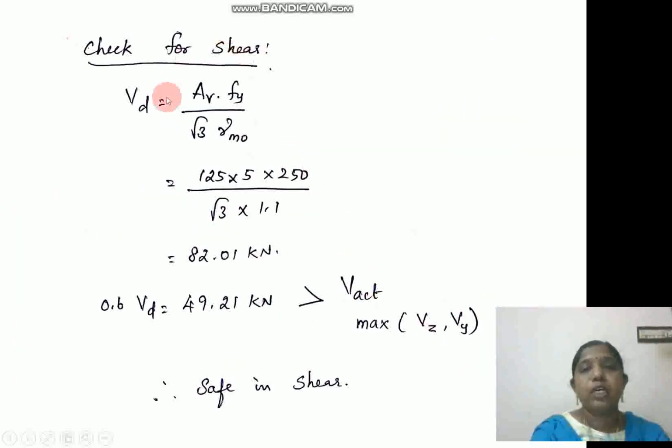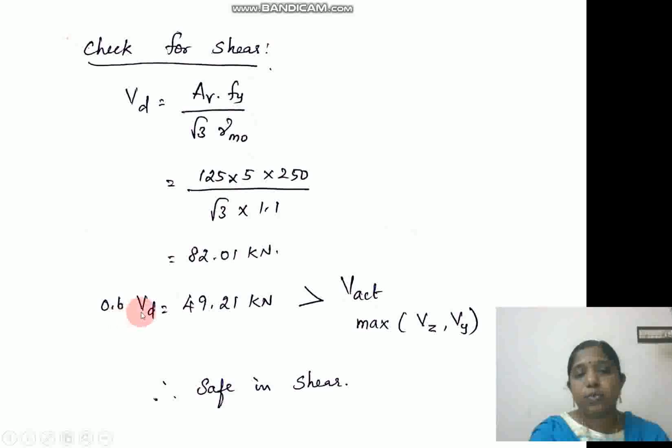Now check for shear. Design shear force is equal to AV into Fy by root 3 gamma m naught. You know what is your depth of the section. For rolled section, the entire depth is your shear area. So 125 into thickness of web into 250, which is your yield stress of the steel, divided by root 3 into gamma m naught, which we will take from Table 5 of IS 800-2007. So 1.1. So you know what is the VD value.